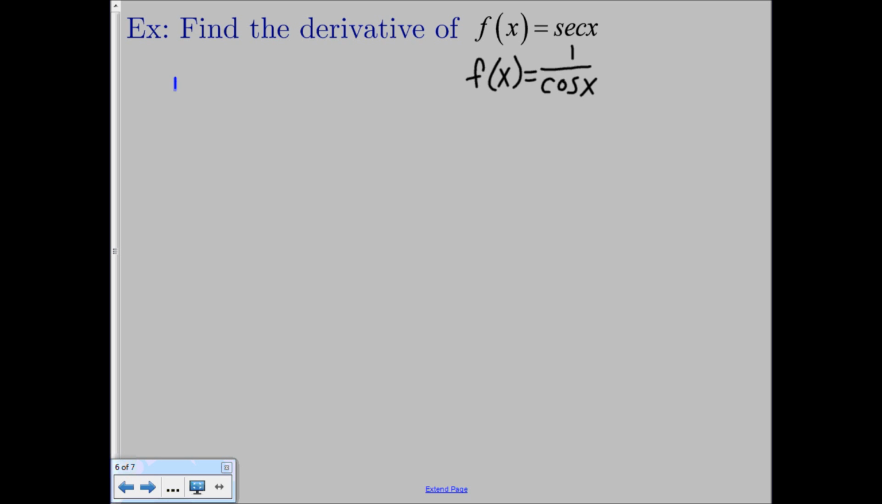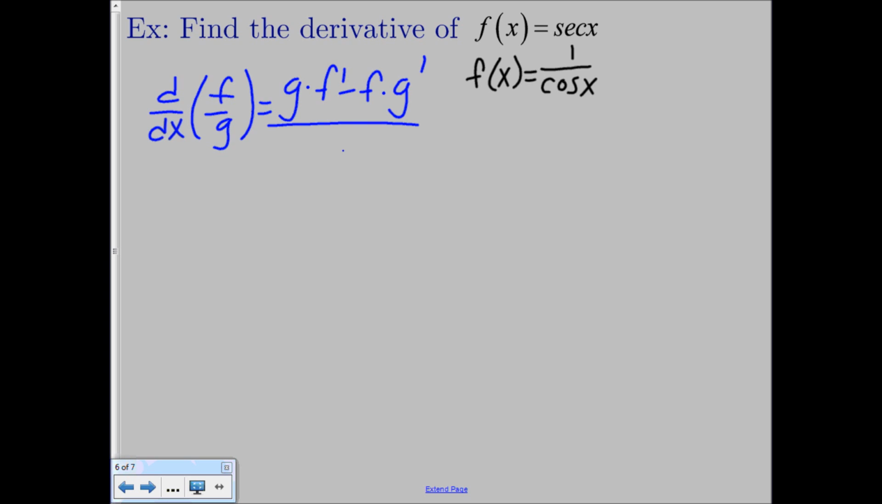Okay, so we know that the derivative of f over g is just g times f prime minus f times g prime, all over g squared, where f is going to be our numerator of 1 and g is our denominator of cosine of x. So f prime, the derivative of 1, since 1 is just a constant, is 0, and the derivative of cosine, we know, is negative sine of x.